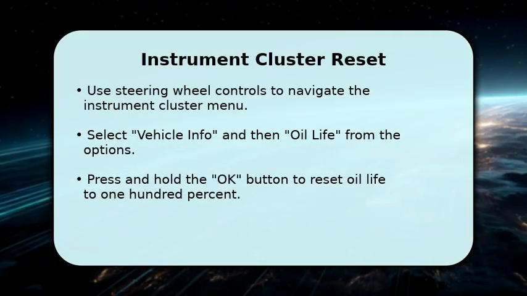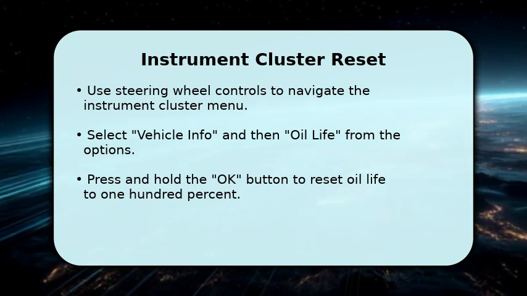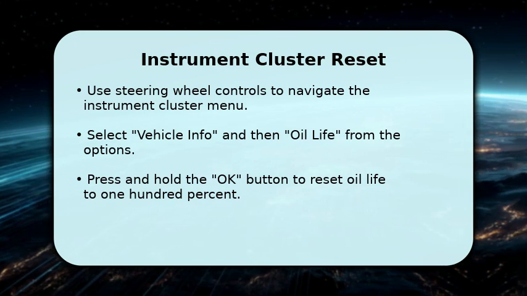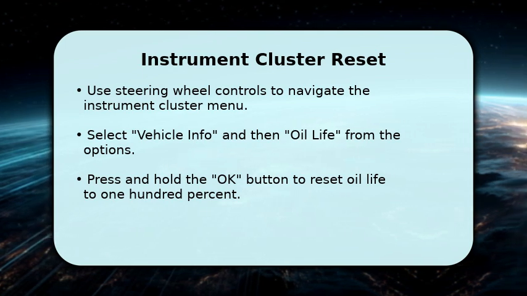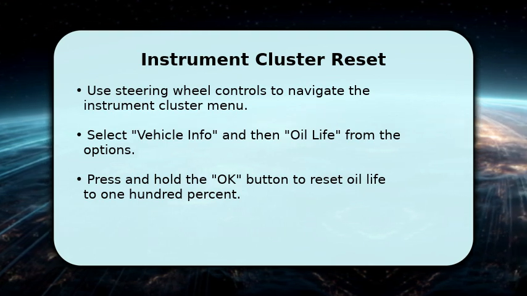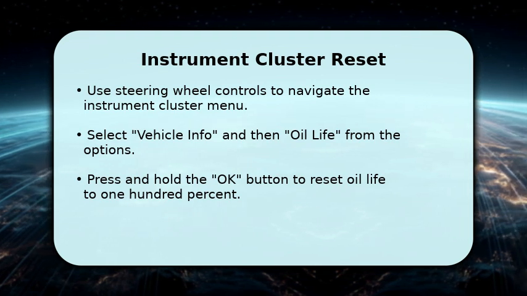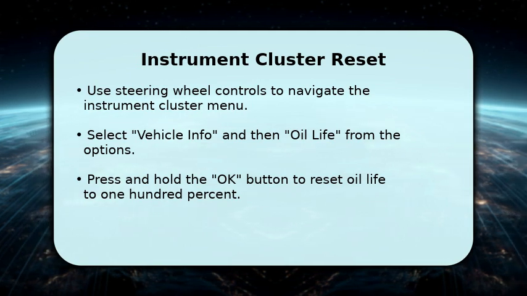For some Ram models, you might use the instrument cluster. Begin by turning the ignition to the on position. Use the steering wheel controls to scroll through the menu on your instrument cluster display. Navigate to Vehicle Info, then select Oil Life. Once there, press and hold the OK button until the oil life resets to 100%. This method provides a clear digital confirmation.